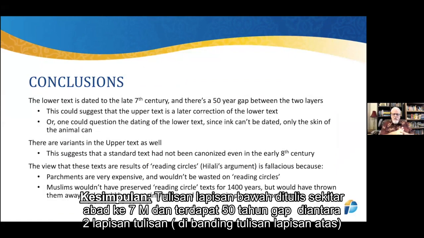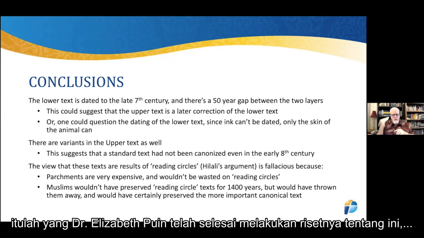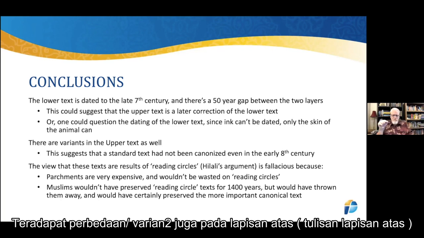Now, the conclusion: the lower text is dated to the late 7th century, and there's a 50-year gap between the 2 layers. This could suggest that the upper text is a later correction of the lower text. That's what Dr. Elizabeth Quinn, who's probably done the most research so far on it, suggests. Or one could question the dating of the lower text, since ink cannot be dated, only the skin of the animal can. So therefore, is it really that much earlier? There are variants in the upper text as well.